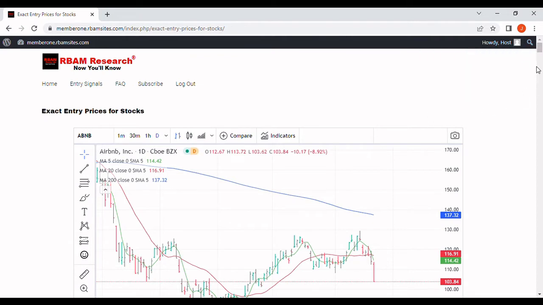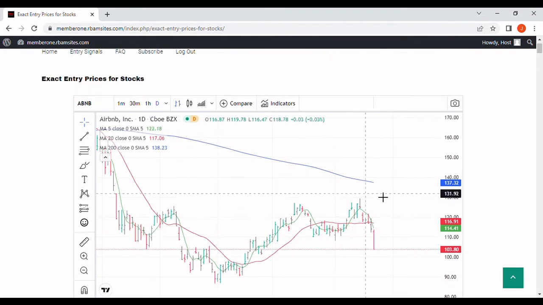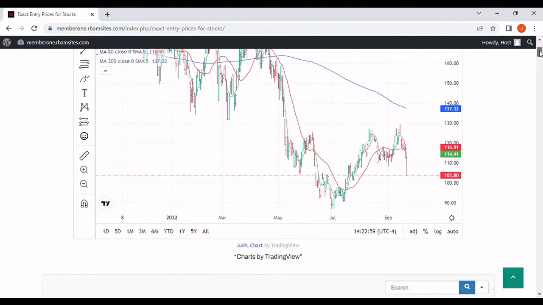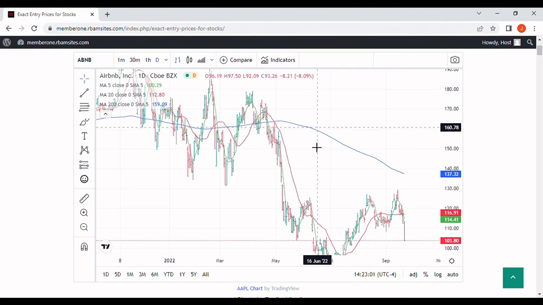And we're taking a look at the daily chart. There's a 5-day moving average in green, a red 20-day moving average, and a blue 200-day moving average. Let's take a look back here and see what this stock's been doing. We have a bear market stock.